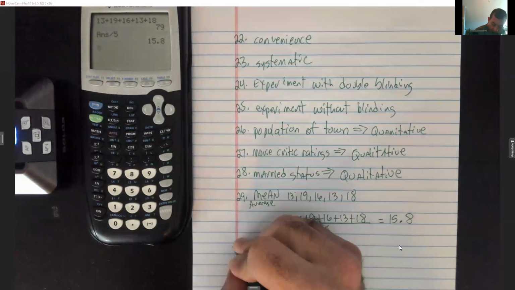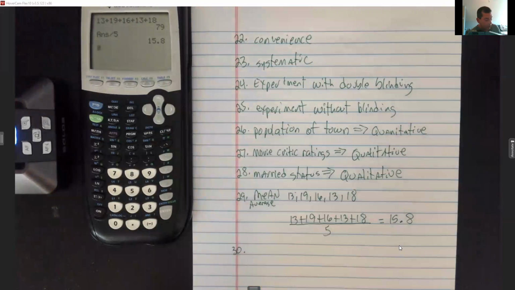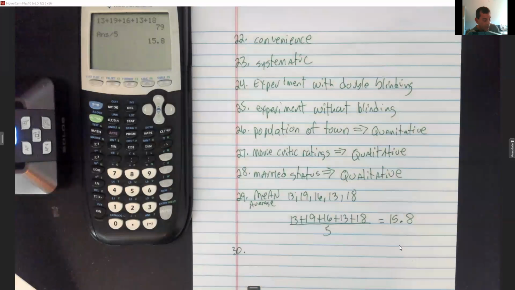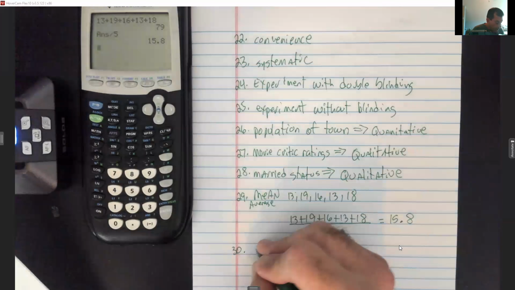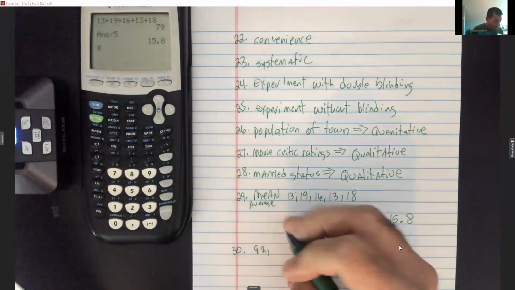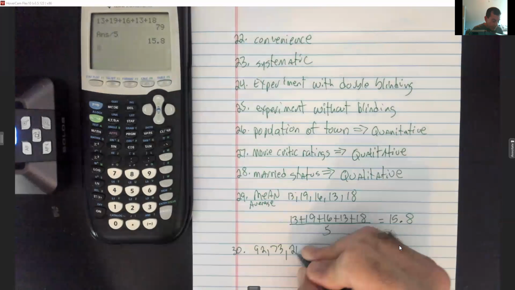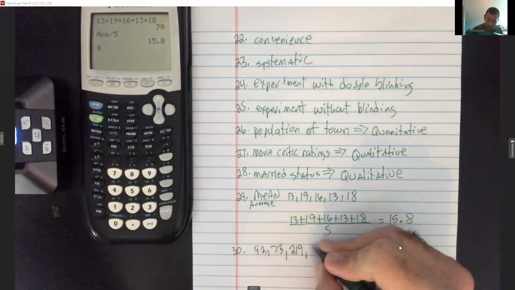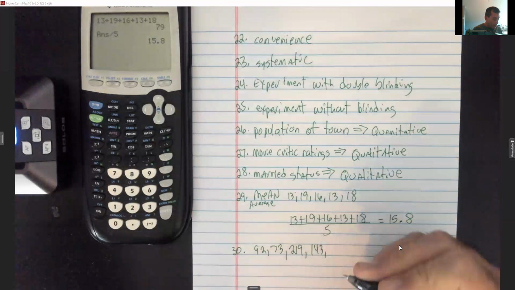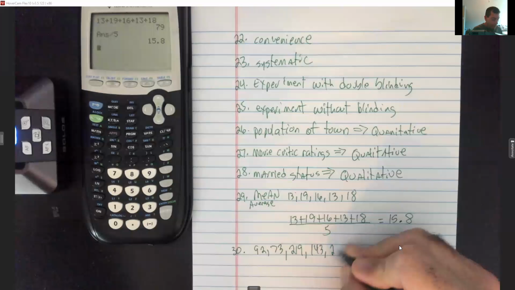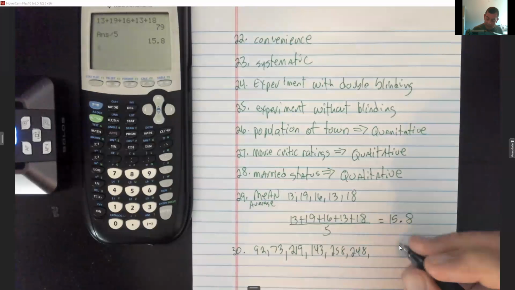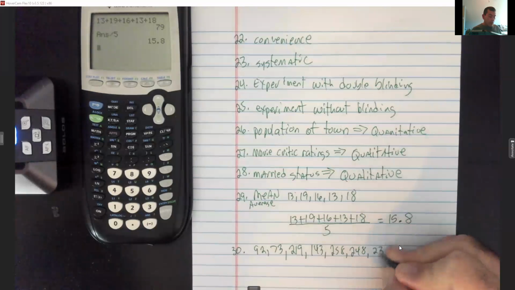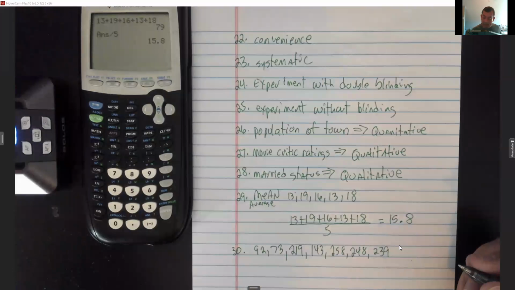All right, 30. A store manager kept track of the number of newspapers sold each week over a 7-week period. The results are shown below. So I had 92, 73, 219, 143, 258, 248, and 239. And they want me to find the median.